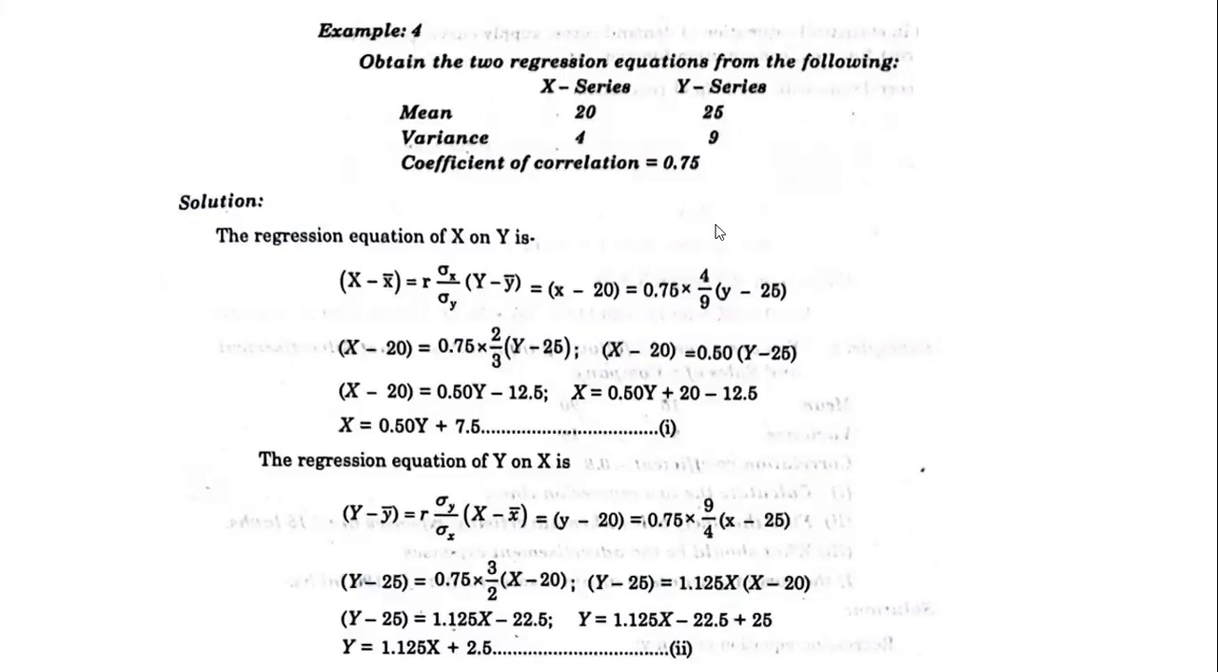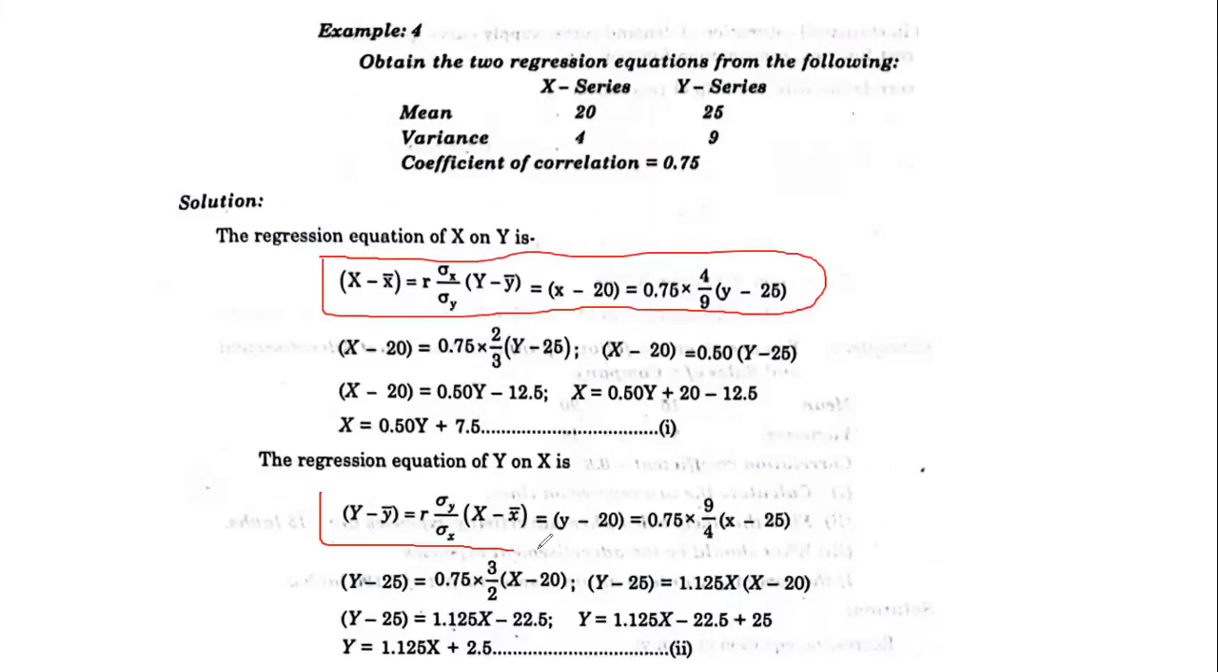Square root of standard deviation. So the regression equation of x on y is given as, so this is the formula. If I want to calculate x on y, y on x, by using the standard deviation method. This is called standard deviation method.